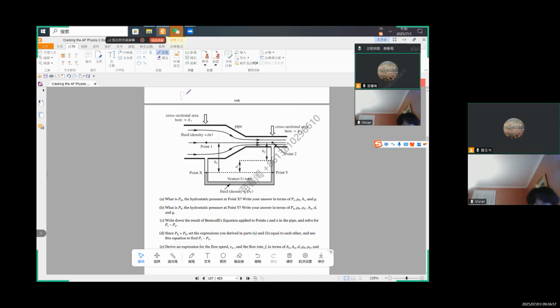I just have to write P1 plus 1/2 rho... Oh, they have different rho. I have to be careful. Rho F. So this is the liquid in here. It's rho F, right? It's not this kind of liquid. Rho F V1 squared equals P2 plus 1/2 rho F V2 squared, right?